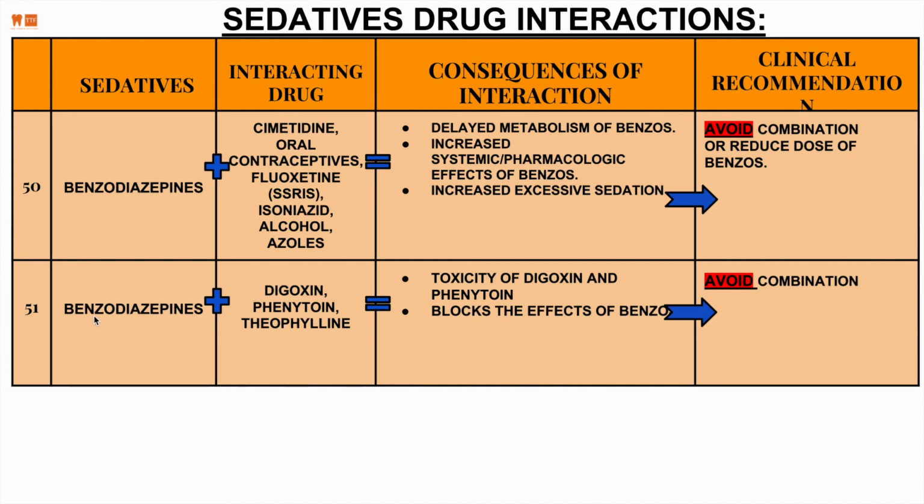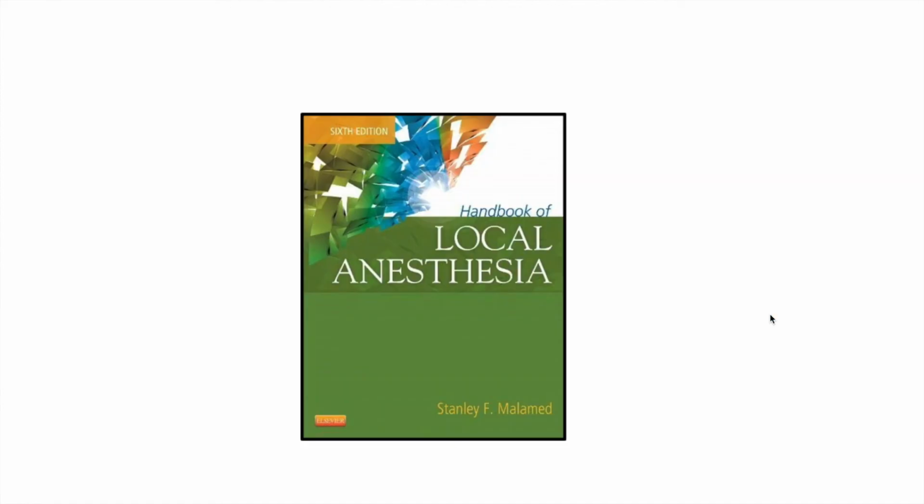And we mentioned that there's 51 drugs. Here's the last one. Thank you for staying with us. Benzodiazepines mixed with digoxin, phenytoin, and theophylline leads to toxicity of digoxin and phenytoin. Why? Because there's decreased metabolism. It also blocks the effects of benzos. Remember, theophylline is that one that hammers back, right? So it blocks the effects of benzodiazepine as well, leading to us avoiding the combination. That's the end of sedatives.